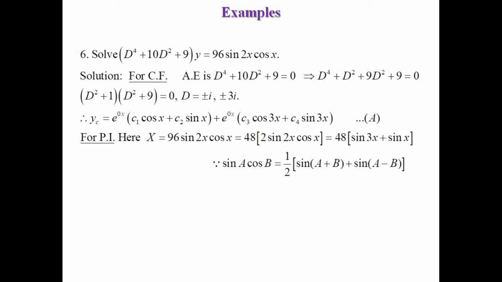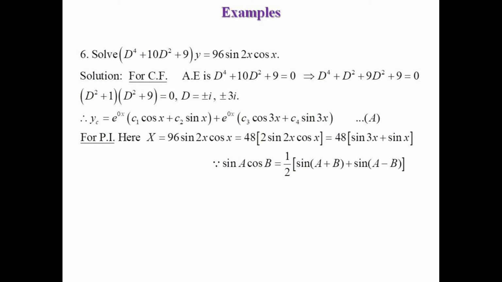So the complementary function for the first complex root is e raised to 0x in bracket c1 cos of x plus c2 sin of x, plus e raised to 0x in second bracket for the second complex root, c3 cos of 3x plus c4 sin of 3x. So this is the value of the complementary function.